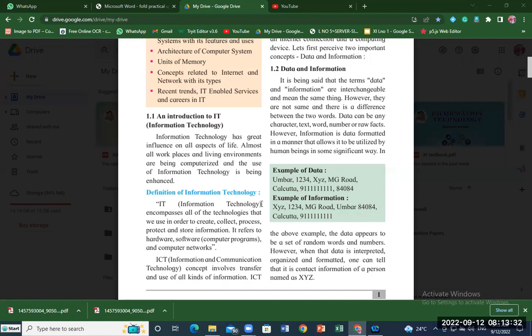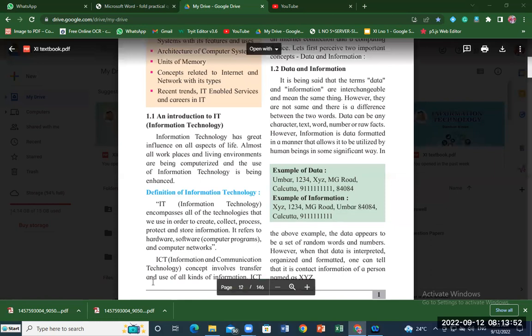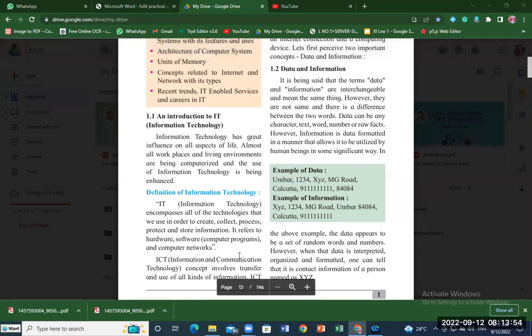Now, what are the definitions of IT? IT, information technology, encompasses all the technologies that we use. Why do we use those technologies? In order to create, collect, process, protect, and store information. And these are the things which we require the most. What you need to remember is create. We are using technologies to create something, to create your PPT, to create your Excel.